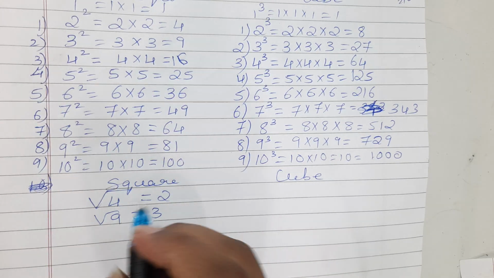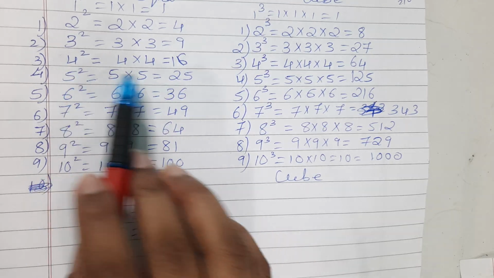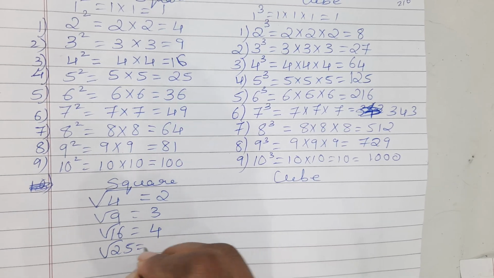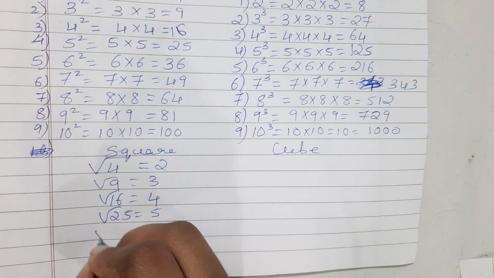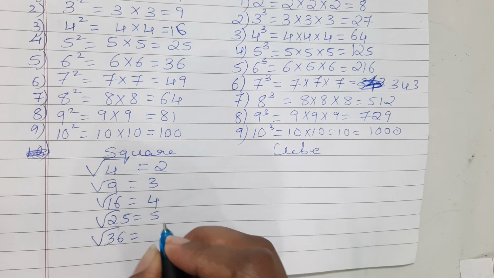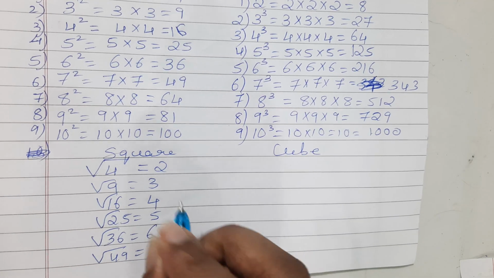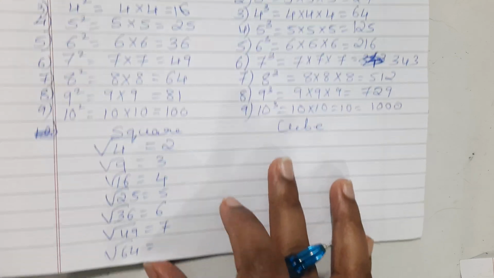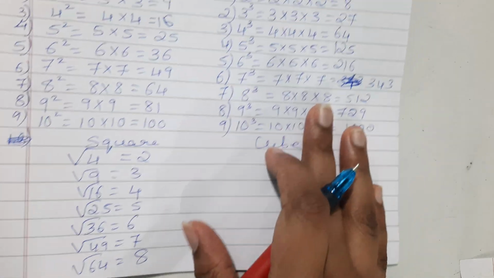Then root of 16 will be 4. Root of 25 will be 5. Root of 36 will be 6. Root of 49 will be 7. Root of 64 will be 8. Okay, under cube it will be what?